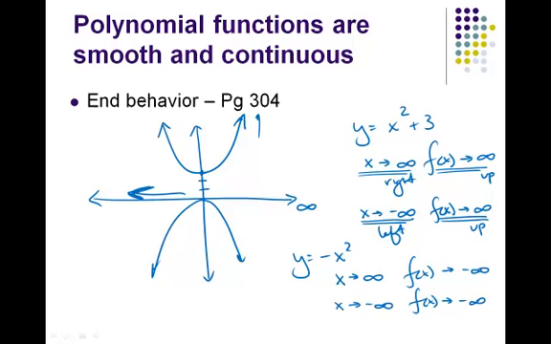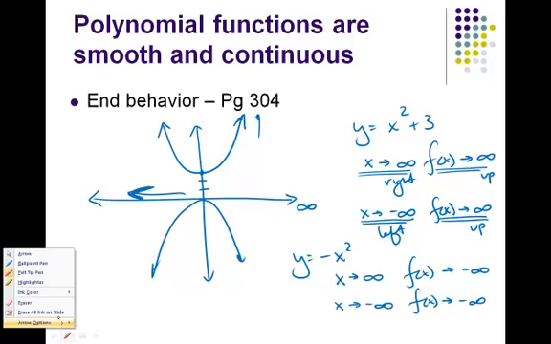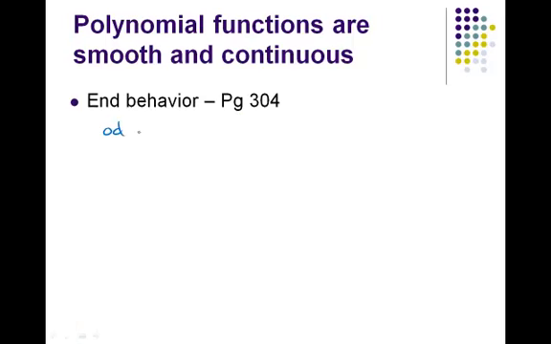So let's see if we can generalize this. When we have an odd-powered function, all odd powers, whether it be x or x cubed or x to the fifth, and remember we're talking about the leading term here, if a, the leading coefficient, is greater than 0, it will always go up on the right, down on the left. If a is less than 0, it will go down on the right and up on the left.